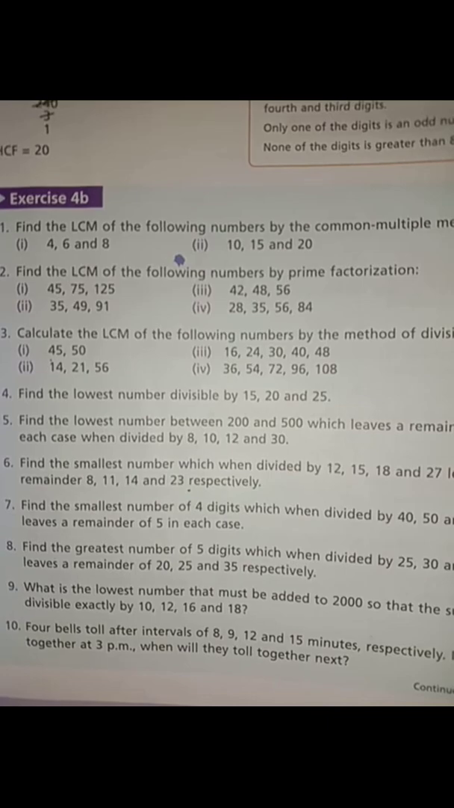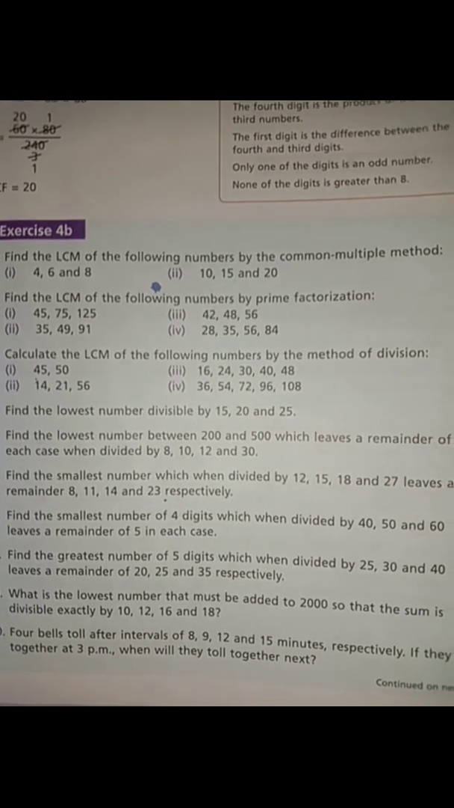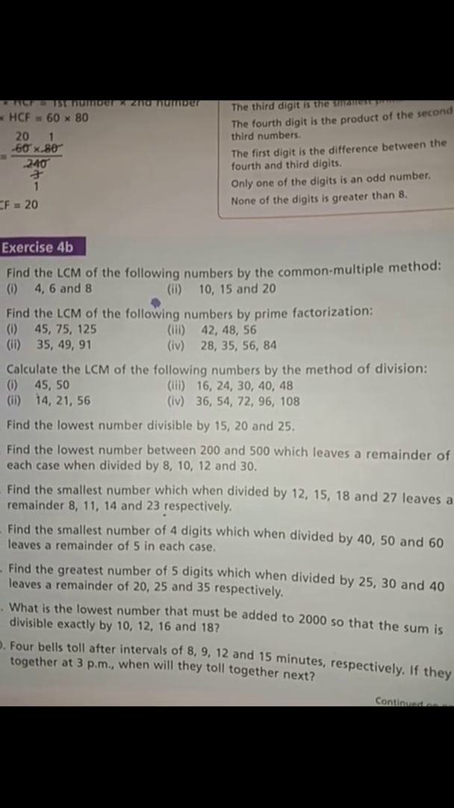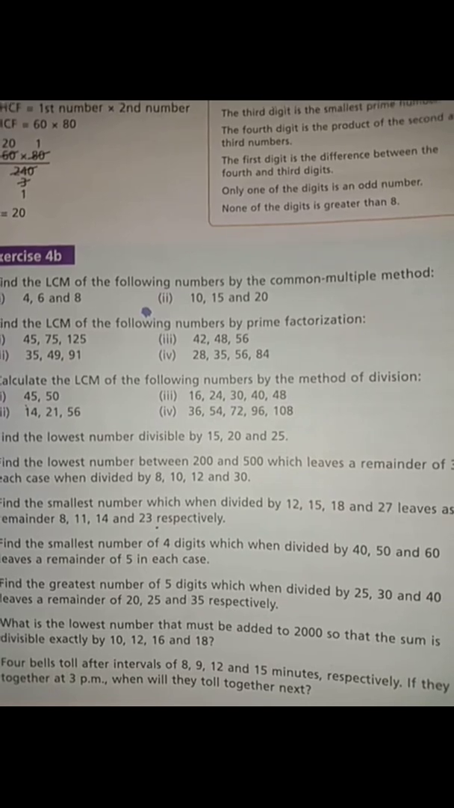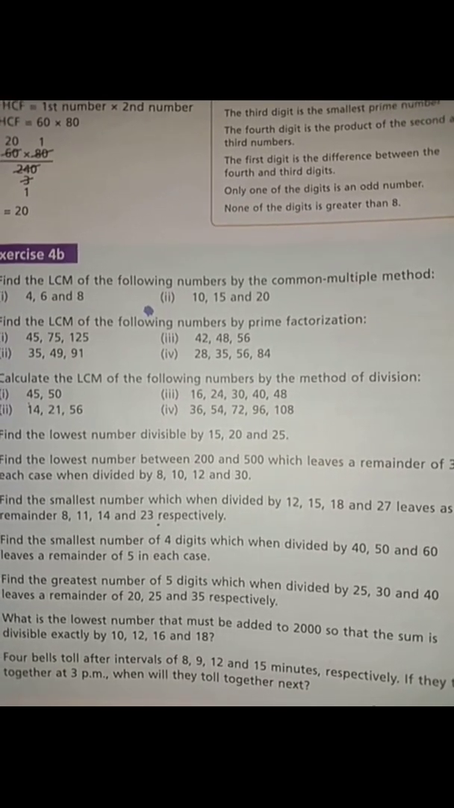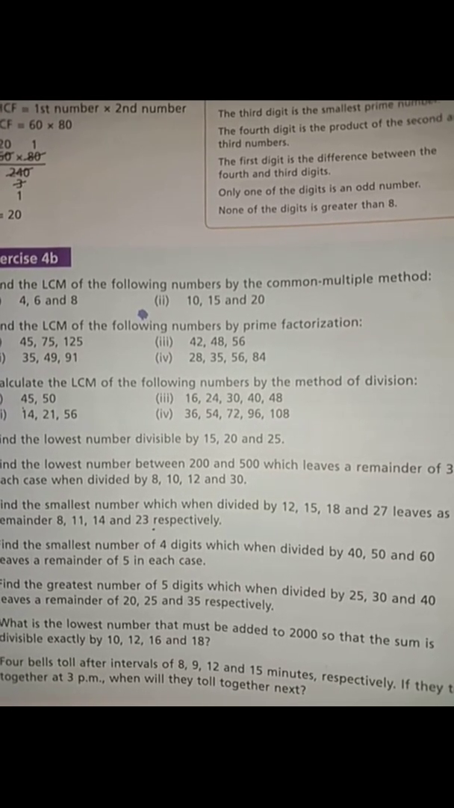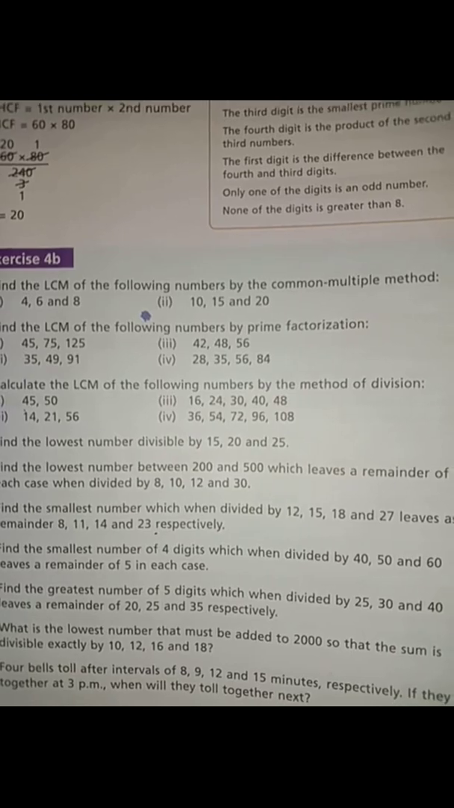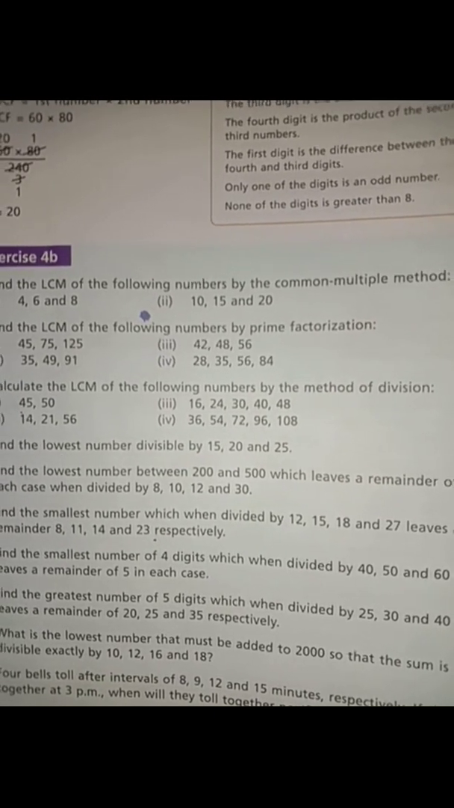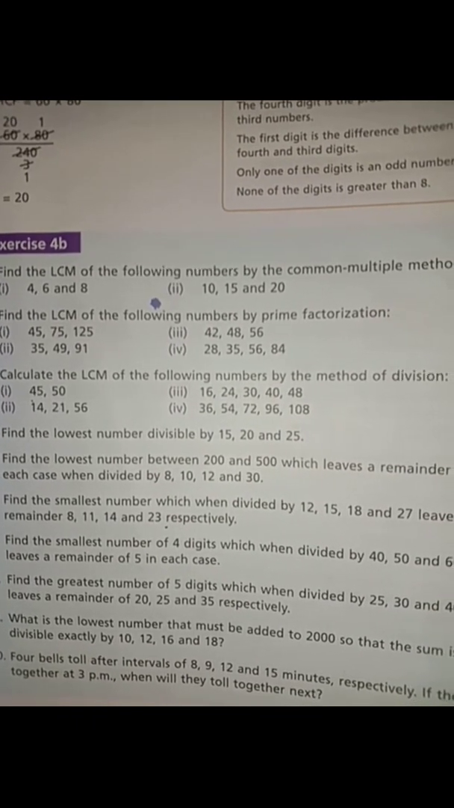In question number 5, we have to find the lowest number between 200 and 500 which leaves a remainder of 3 in each case when divided by 8, 12 and 30. First of all, we have to note that the LCM should be taken of 8, 12 and 30, and the remainder will be 3 in every case. So how can we solve it? We can take the LCM of all the numbers.